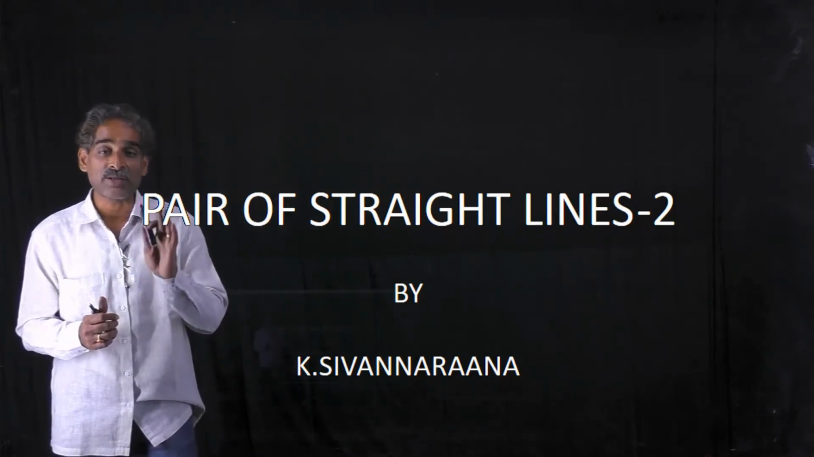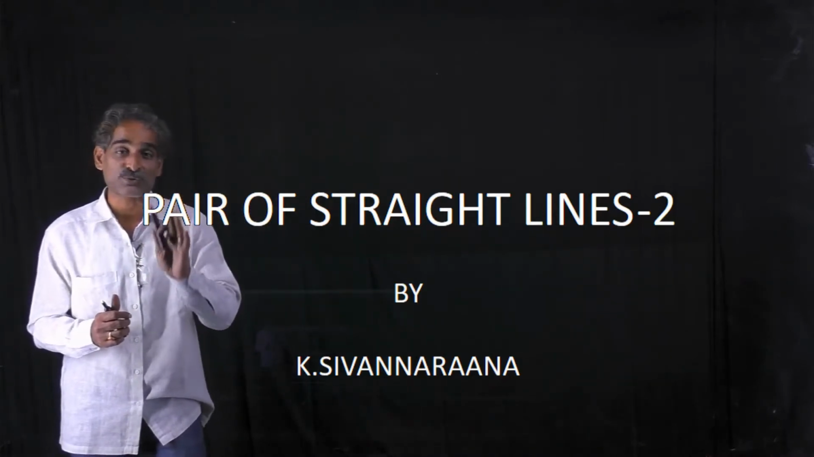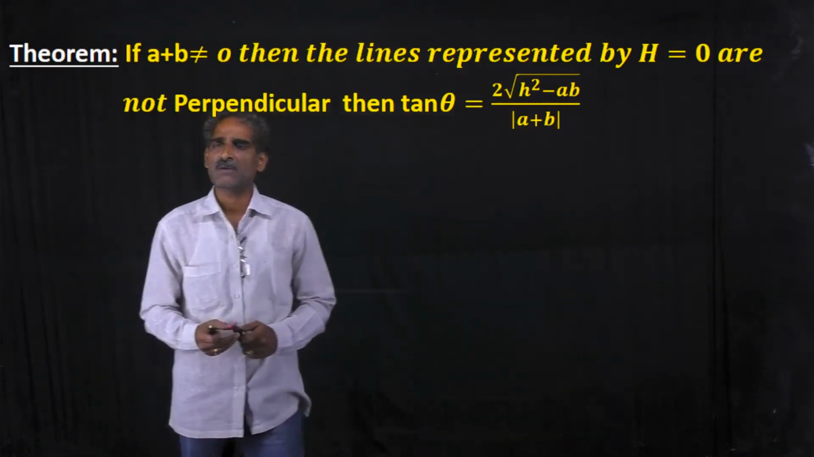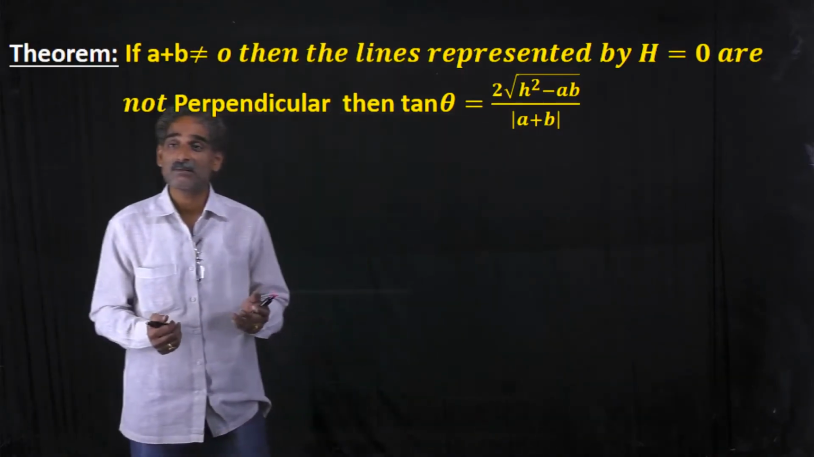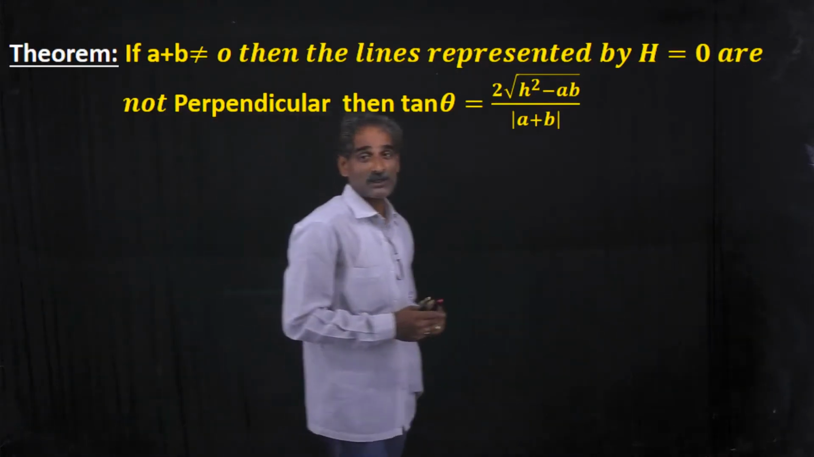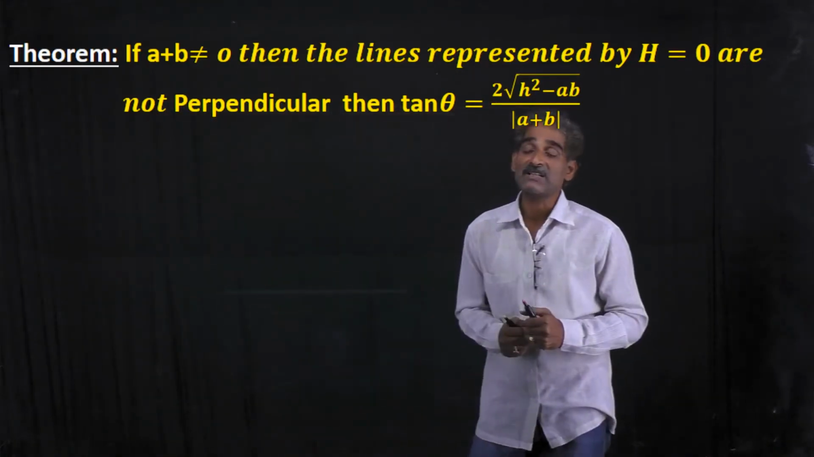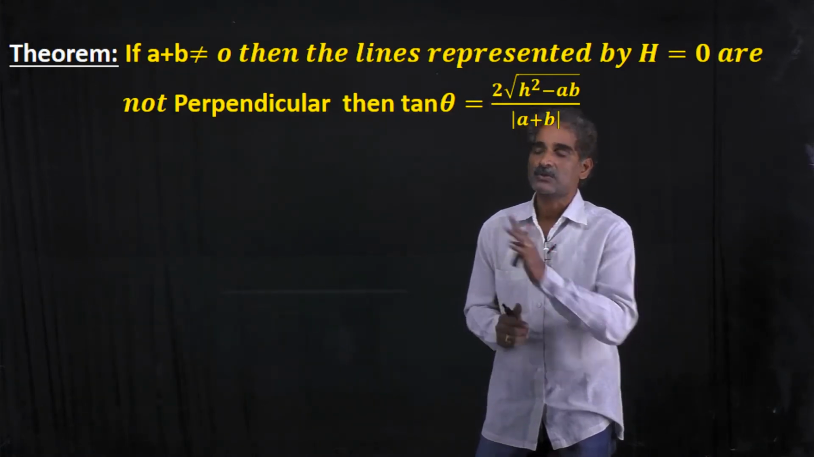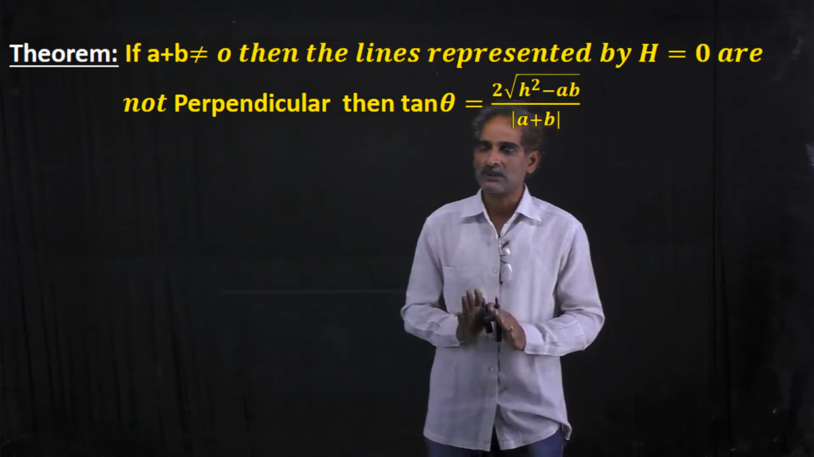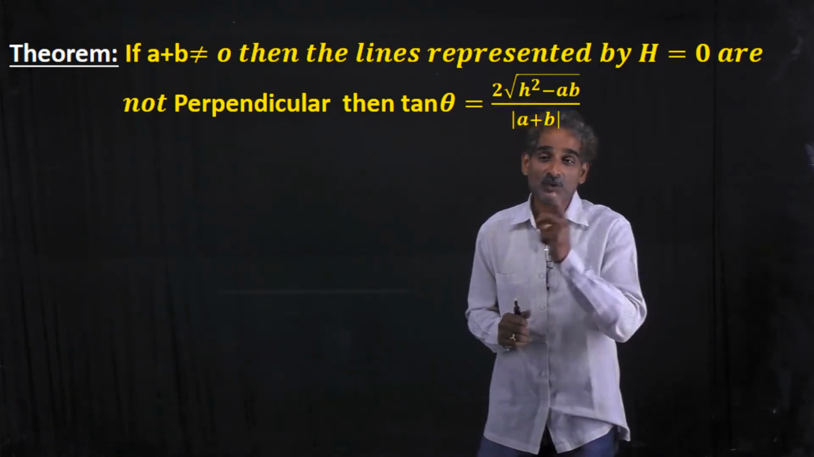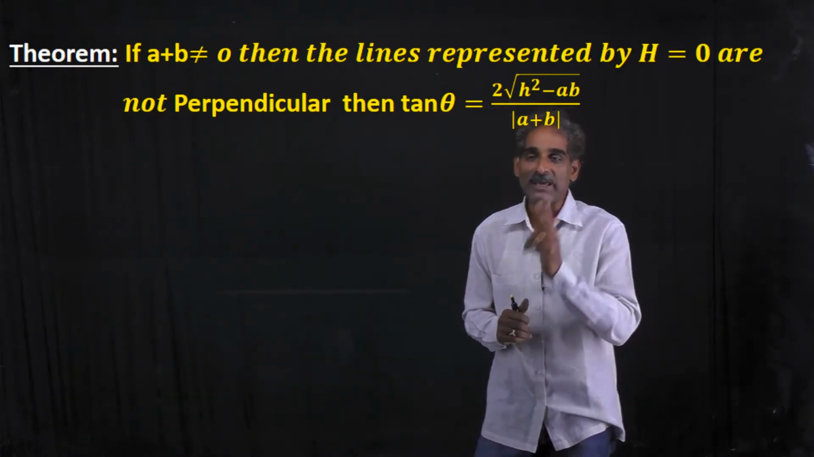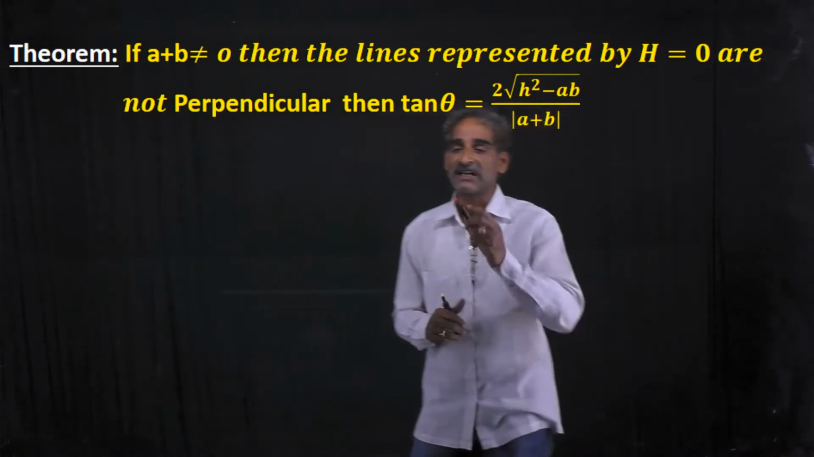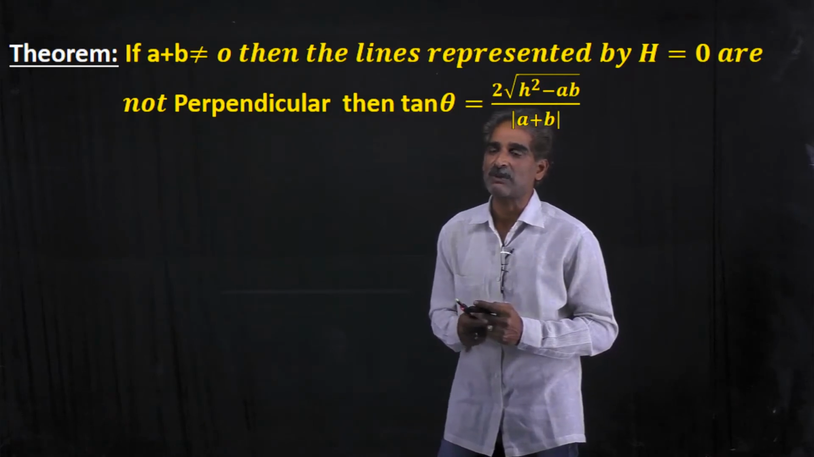If m1 and m2 are the slopes of the two lines, that means slopes exist. See this theorem. If a plus b not equal to 0. If a plus b is 0, what will happen? The two lines are perpendicular. So tan theta does not exist; the tan theta formula does not exist for perpendicular lines. So if a plus b not equal to 0, and h represents a homogeneous second degree equation, two lines passing through origin, then what is tan theta? Tan theta equals 2 into root of h square minus ab by a plus b.